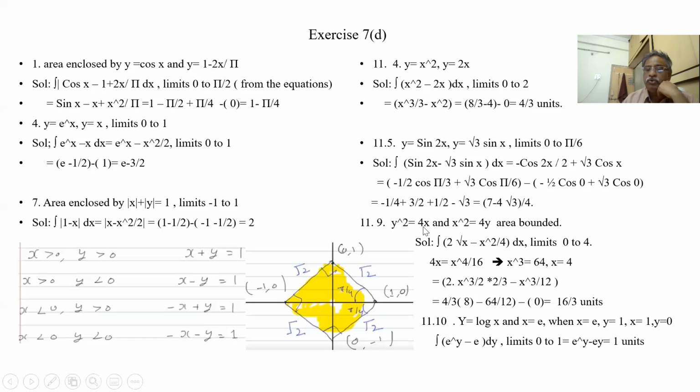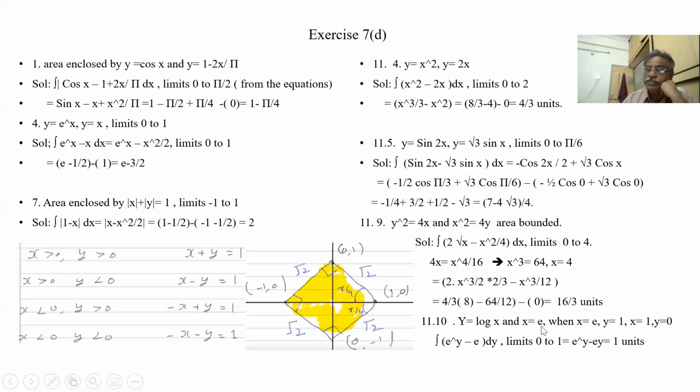So when I solve this, what is y here? y is 2 root x. Here y is x square by 4. So 2 root x minus x square by 4. I can put mod here so that any area can be positive. So when I solve this, what is the expression? 2 into x to the 3 by 2 by 3 by 2, minus x cubed by 12. So when I substitute 0 to 4, I am getting 16 by 3 units.